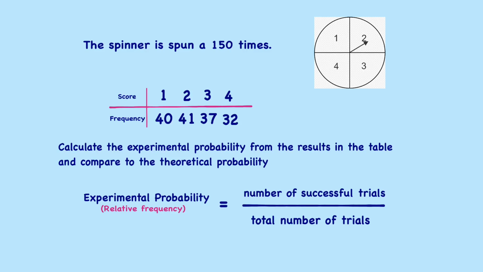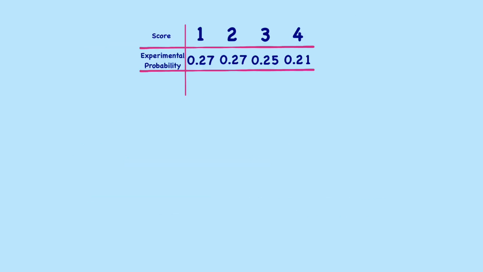Now when you're comparing theoretical and experimental probability, it's most useful to use decimals as your answers. So instead of using fractions, we are going to use decimals. Here are the experimental probabilities that I've worked out. This is the answer for number 1, which is the same for 2, and then 3 is 0.25 and 4 is 0.21. So next we're going to have to work out the theoretical probability.